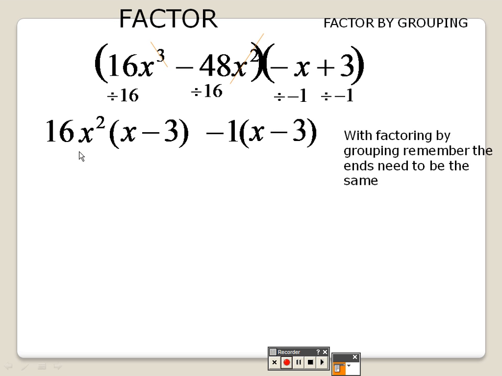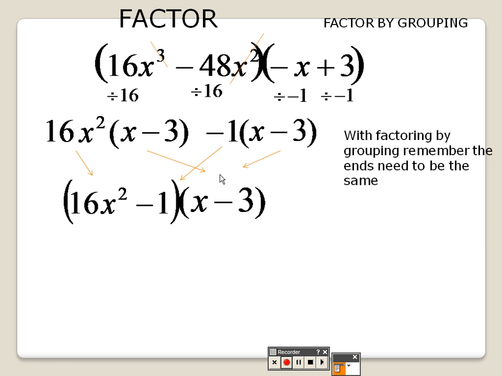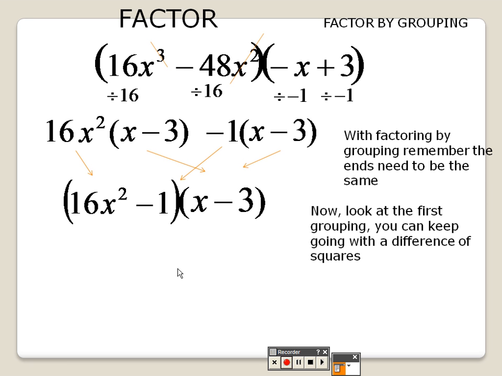So I take the first two items, push them together, you get 16x squared minus 1, and I drop that down to give you an x minus 3. Now, first step was great, except is this the difference of squares? Remember, minus signs, you have to take a look.